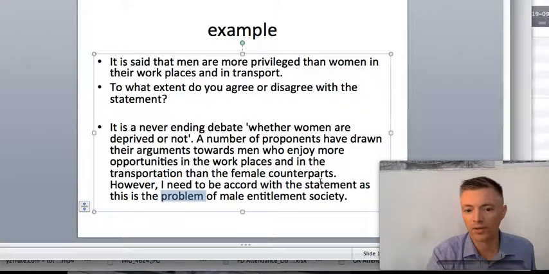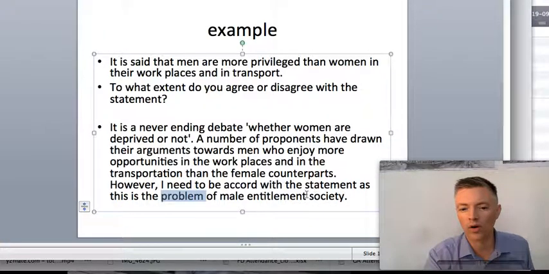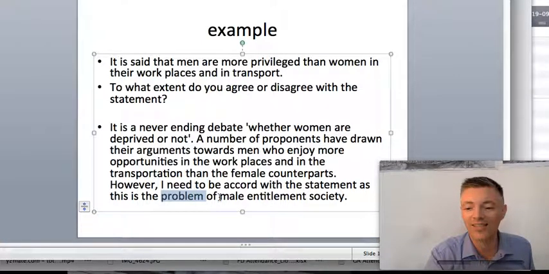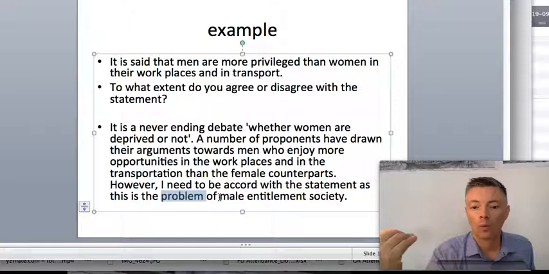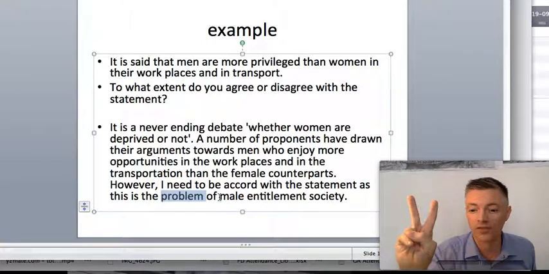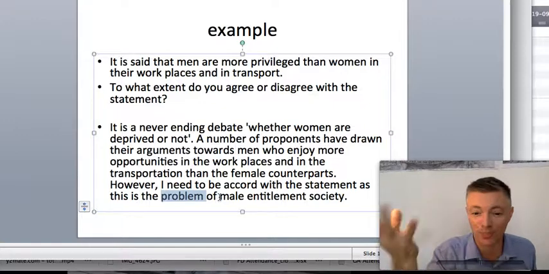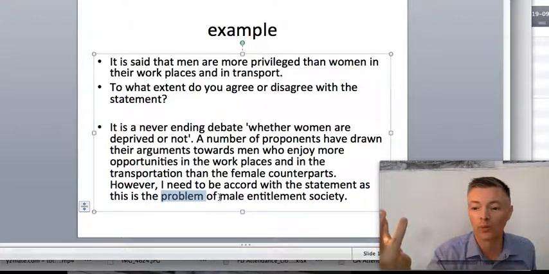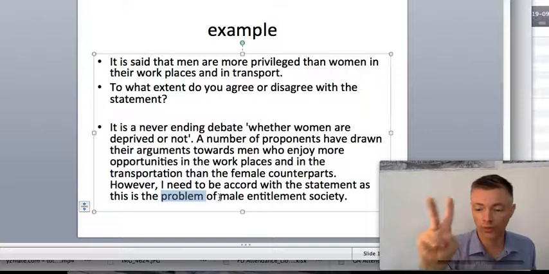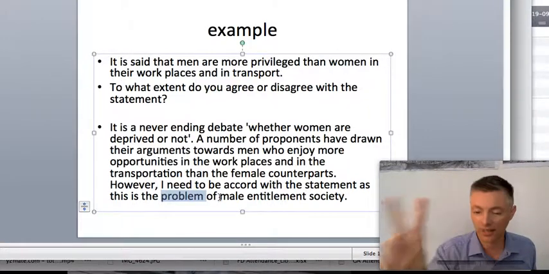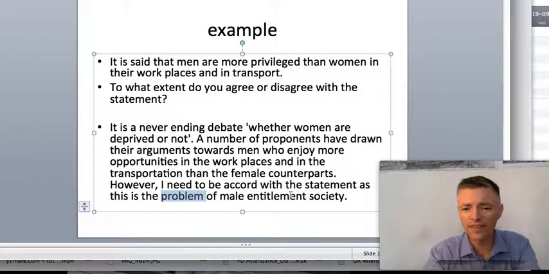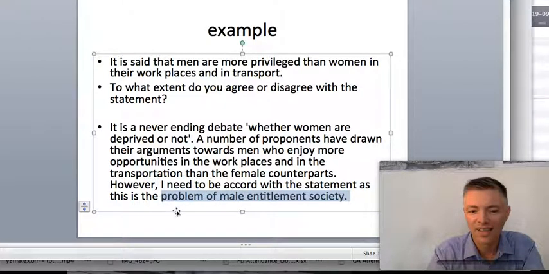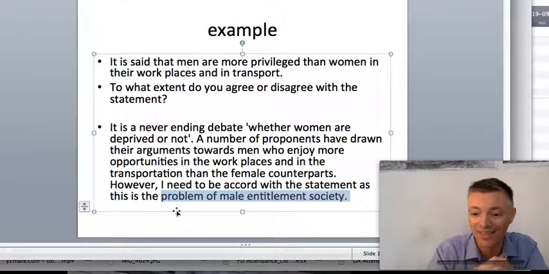So you agree with the statement, okay, as this is the problem of male entitlement society. This is a reason for the problem, for the situation, for the statement. But this part of the essay needs to explain why you agree or disagree. You're going to have 2 paragraphs, 1 point for each paragraph explaining why you agree or disagree with the problem. So if you agree, there'll be 1 reason in 1 paragraph why you agree, next reason in the next paragraph why you agree, right? So when I look at this, I can see that the task response is not going to be correct in this essay.